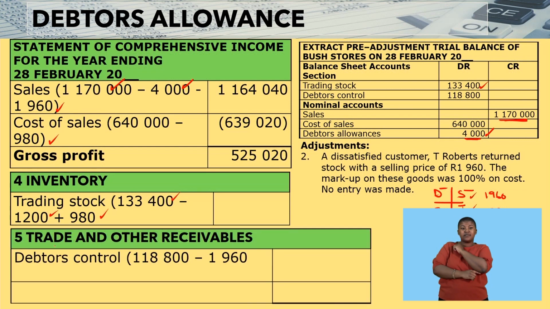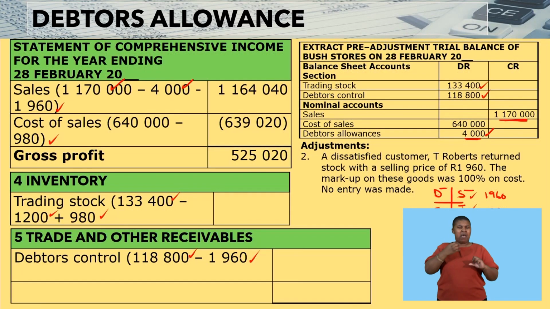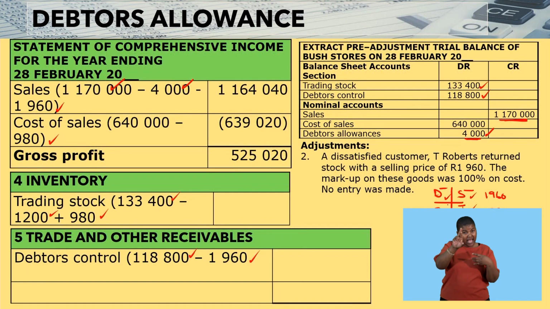Then the last one comes to note number 5, which is trade and other receivables. In our receivables, we come to our debtors control. We have 118,800. Then we say a debtor has returned goods. So we come and we subtract it, as you can see. This is how you would record when a customer returns stock. You have to record it in how many places? 4 places. So we will say discount, debtors control, sales, cost of sales, and trading stock. That is how you would show it in a statement of comprehensive income.